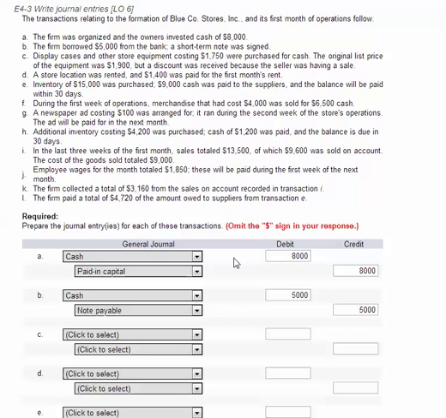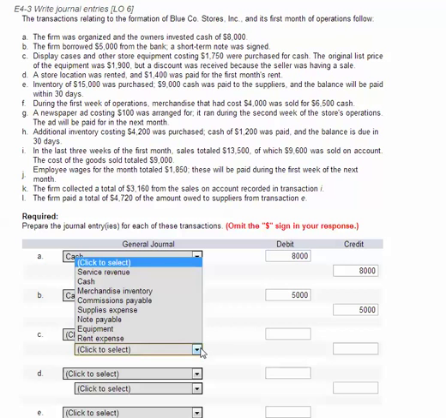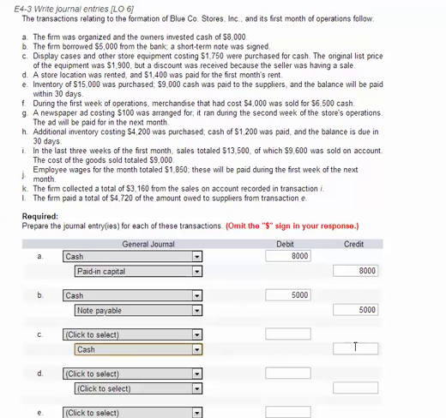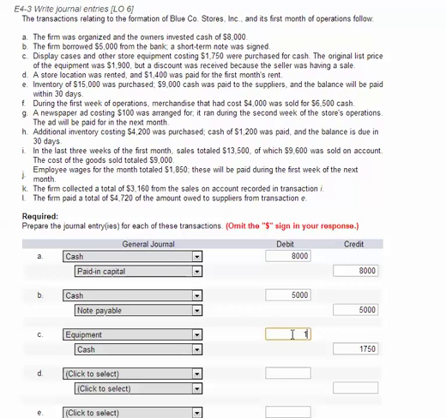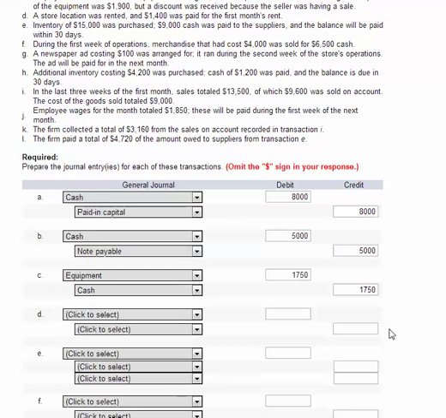So anytime we pay cash, we have to credit cash because cash is an asset. Assets decrease with credits. So our checking account's going to go down by $1,750. And in exchange, we're going to receive equipment. So we will debit equipment here, $1,750. Again, equipment is an asset. It's something we own. It has value. It increases with debits.